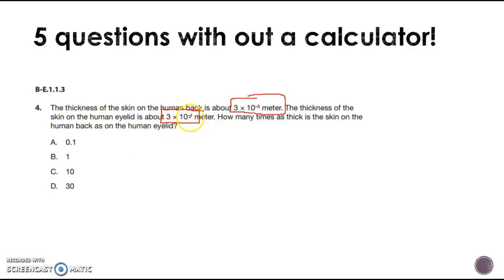Well, we are only moving our decimal point one place between these two, right? 3 times 10 to the negative 4th and 3 times 10 to the negative 3. So it's one decimal point. How many times as thick? They're saying the thicker skin, all right? This is actually the bigger number because with negative exponents, you go backwards. You have to think a little bit backwards. So we know that the thickness on your back is thicker than your eyelid. How many times as thick?